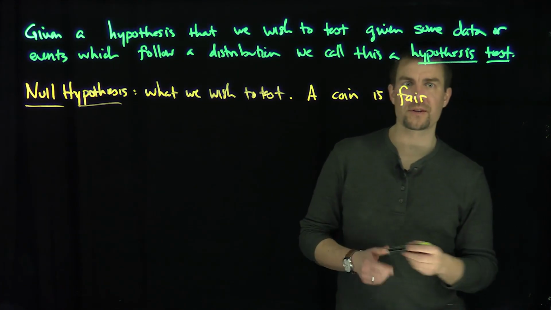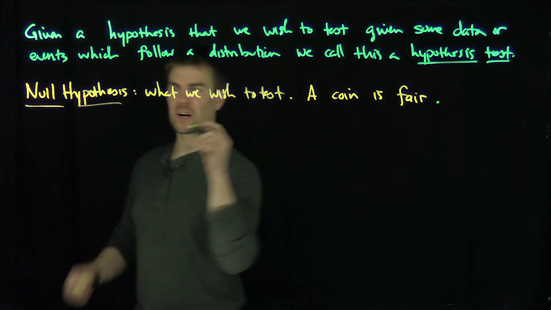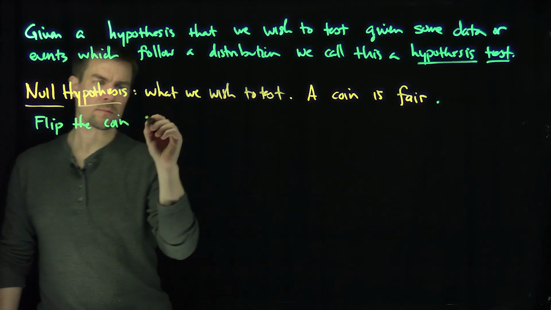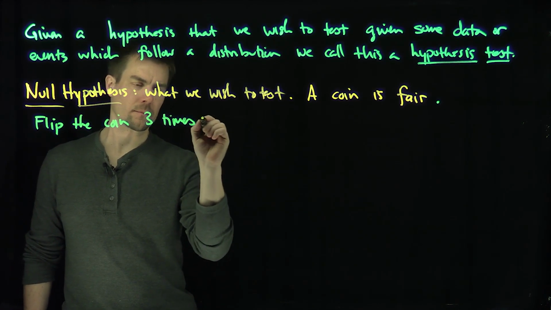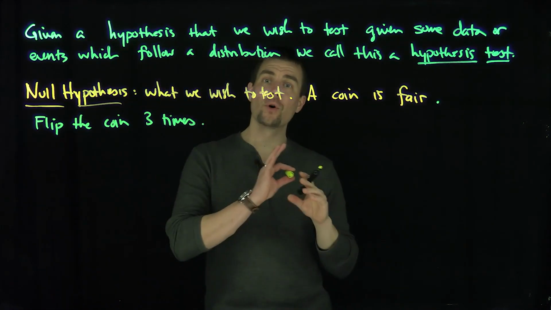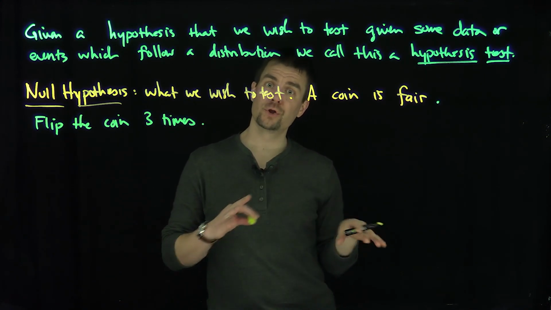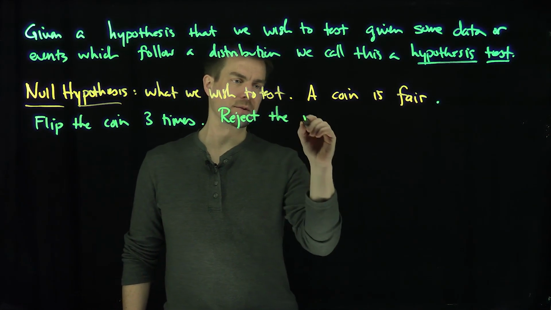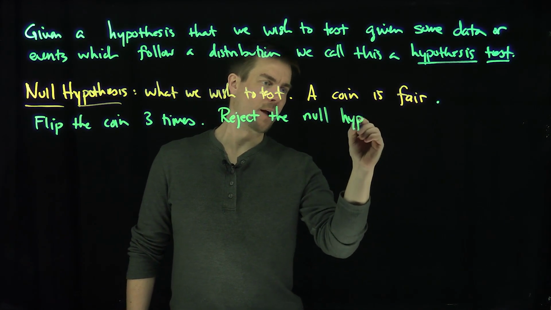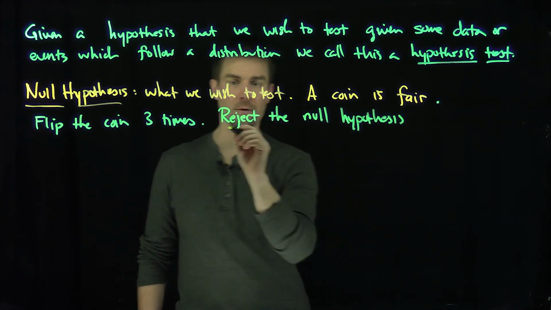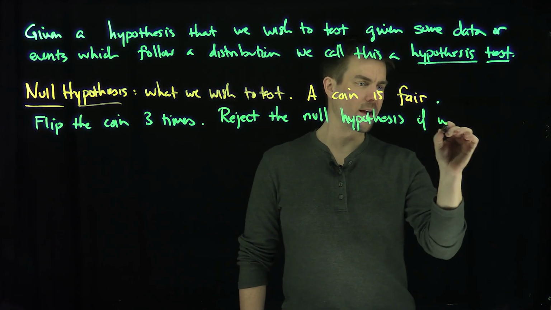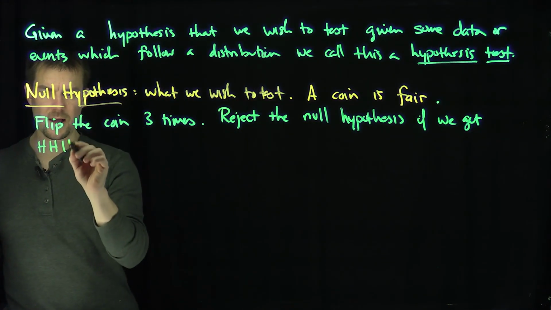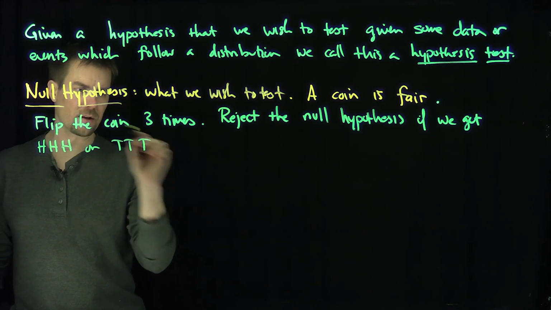I'm going to flip this coin 3 times. That's our experiment. I'm going to construct a criterion under which I'm going to reject this null hypothesis. And remember, the null hypothesis is the coin is fair. I'm going to reject the null hypothesis if we get heads, heads, heads, or tails, tails, tails.